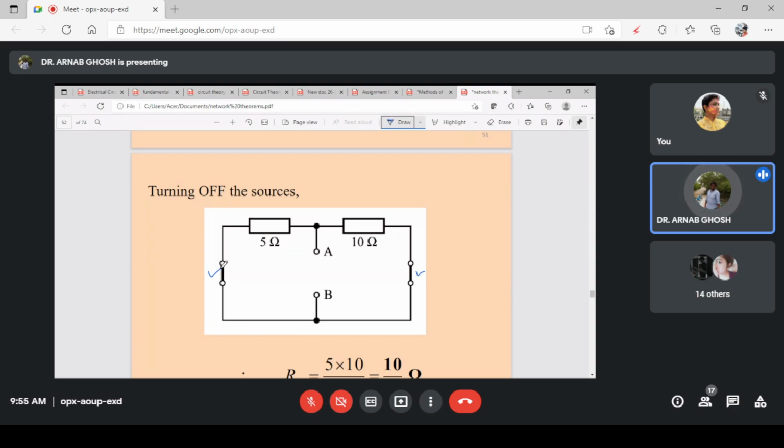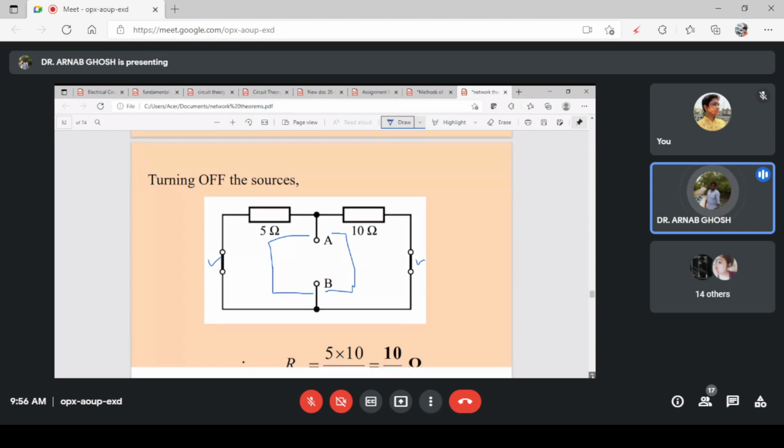We have short circuited these two. So if you calculate the equivalent resistance, you see this is one branch between AB and this is another branch between AB. Okay, so what you are having? You are having two branches in parallel to each other between terminals A and B. So your 5 ohm and 10 ohm resistance will be parallel to each other.